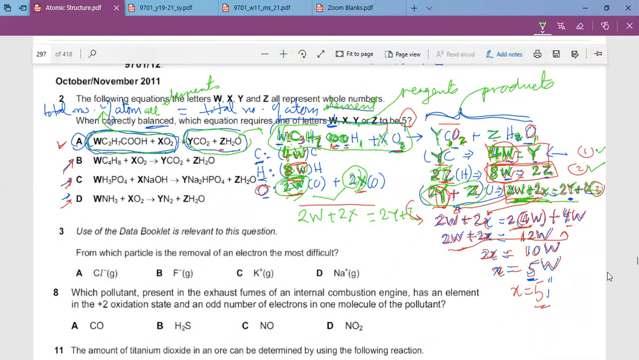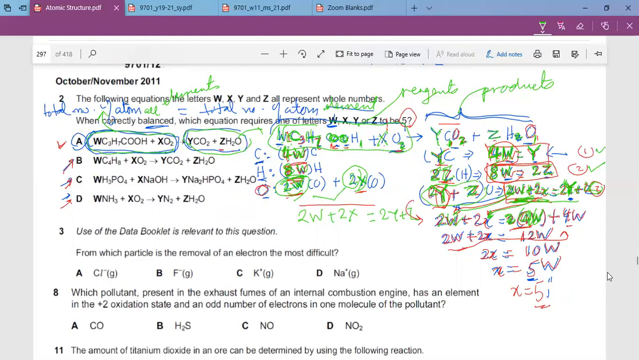Okay, equation 3. So I put 2w here from here and 2x here. Now I'm going to change the y here to w. So 2y is 4w.